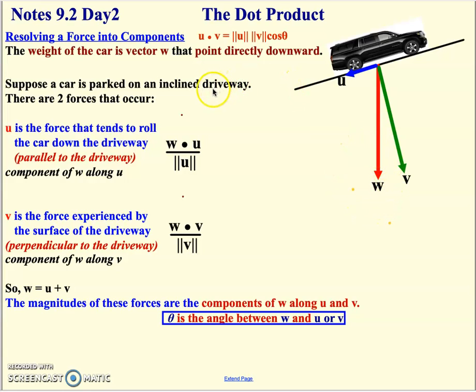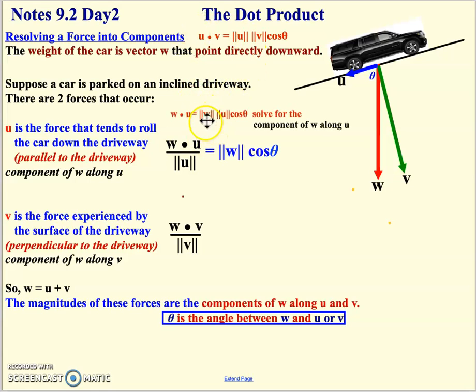Component of u along v, I should say. So we're going to manipulate this formula a little bit. We'll start with that. So I'm going to use the w and the u vectors. And if I work this formula with w and u, what I'm figuring out here is how much of the vehicle's weight is applied in the direction of u, or what's the component of w along u, which is the formula from day 1.